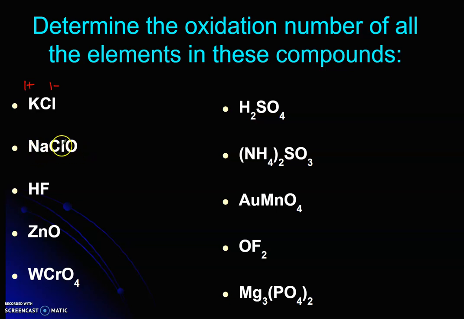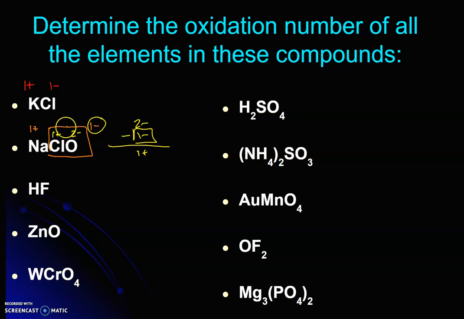Now NaClO. This is sodium hypochlorite. Sodium is in column 1, so that is a 1 plus. That means that hypochlorite is going to be a 1 minus. So what are the individual oxidation numbers going to be for each one? We have a rule for oxygen, so that is a 2 minus. If I have a 2 minus, and I subtract the 1 minus overall total charge, that means Cl is going to have to be a 1 plus.